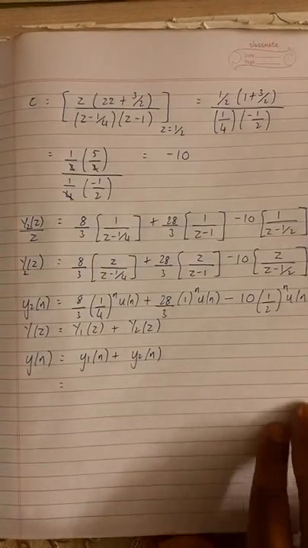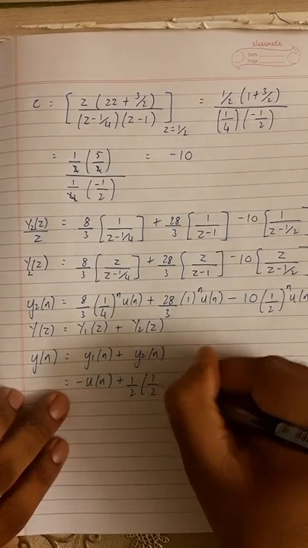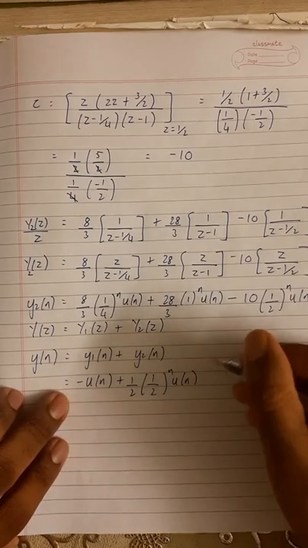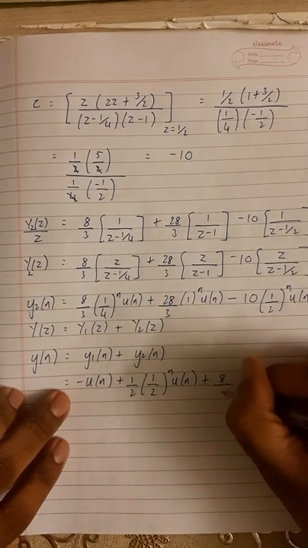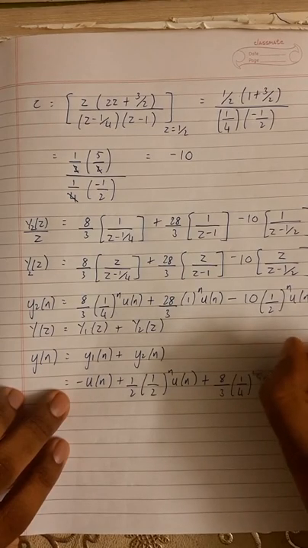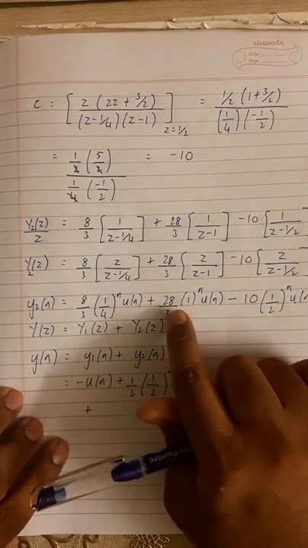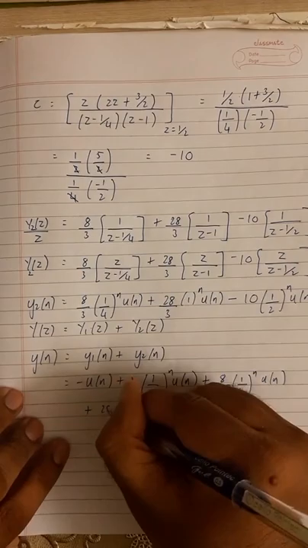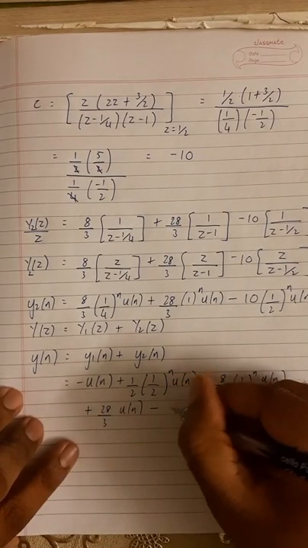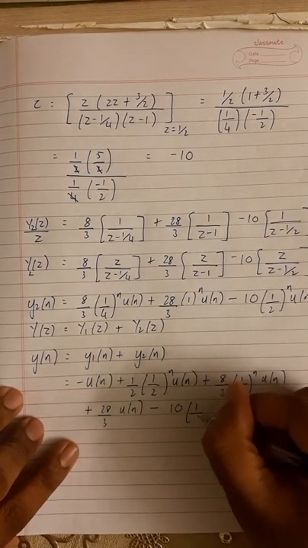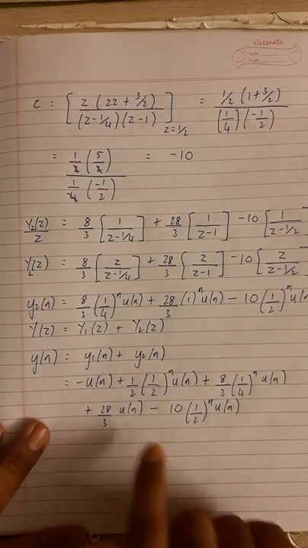So therefore minus u(n) plus 1/2 into (1/2)^n u(n), plus now y2(n) is 8/3 (1/4)^n u(n) plus 1^n is 1 itself, so I can write 28/3 u(n), minus 10 into (1/2)^n u(n). Okay, so now this is the final answer.